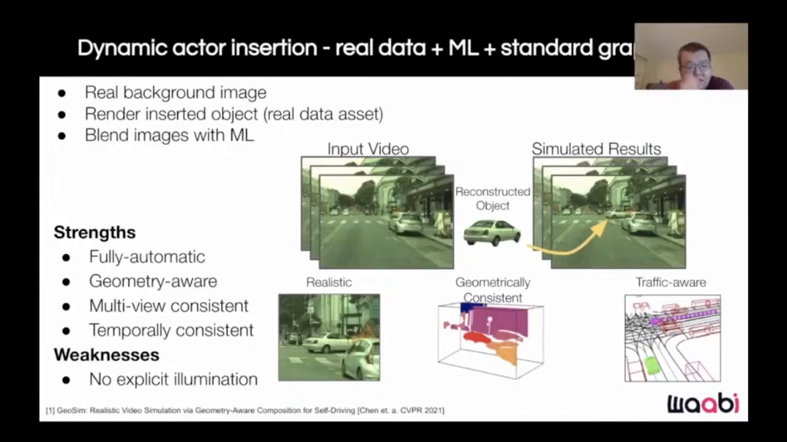Similar to full simulation approaches, a good balance of leveraging both real data and standard graphics and machine learning can generate high-quality results. Here we present a method from this year's CVPR, GeoSim. GeoSim first reconstructs 3D assets from the real-world data and then inserts the dynamic objects into the video sequence. The results are realistic, geometrically consistent, traffic-aware, and scalable, but this approach does not explicitly handle illumination.